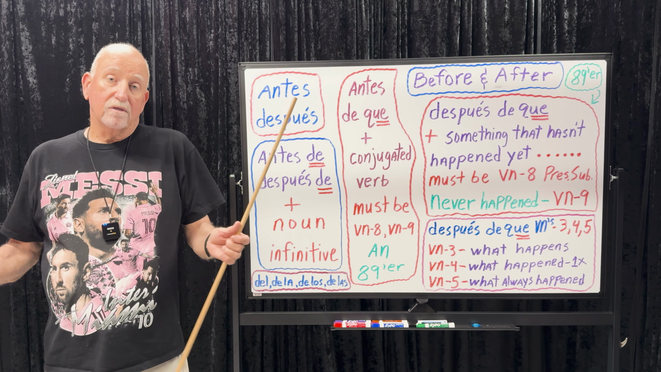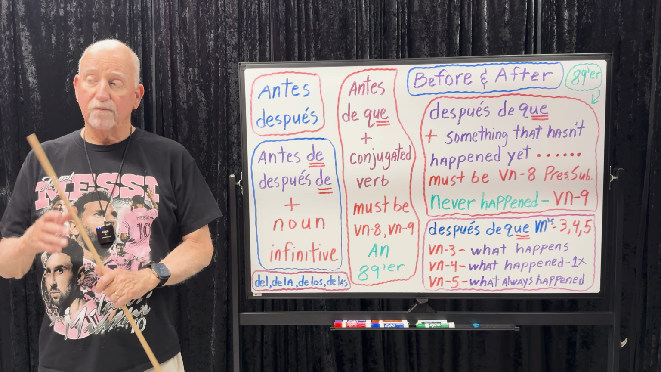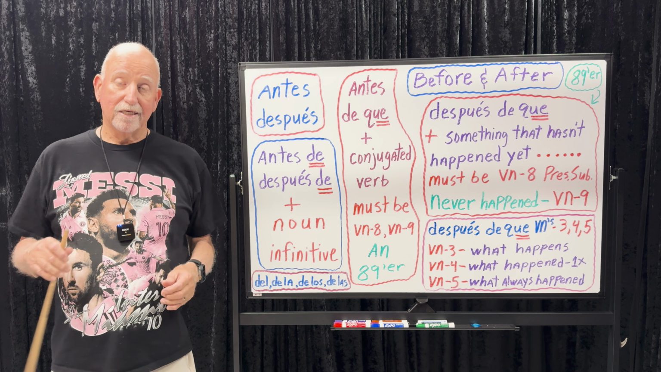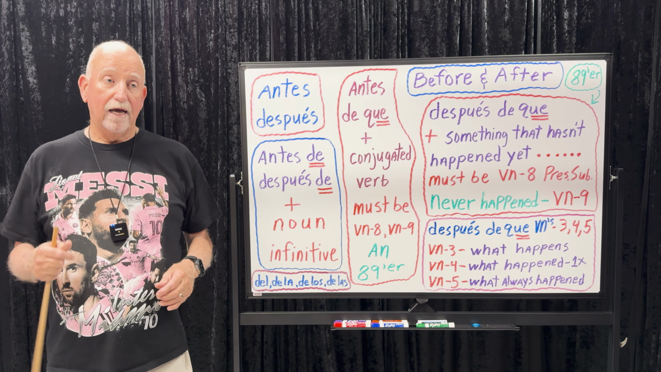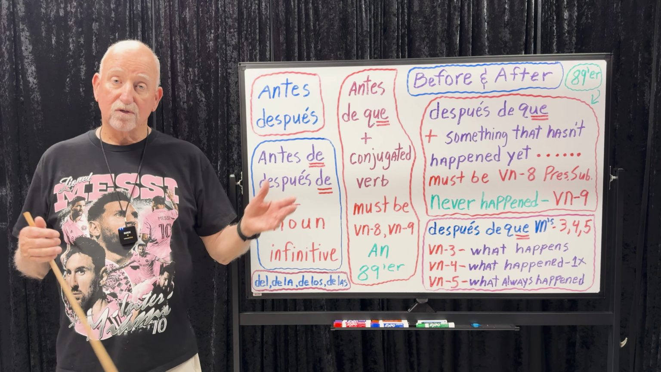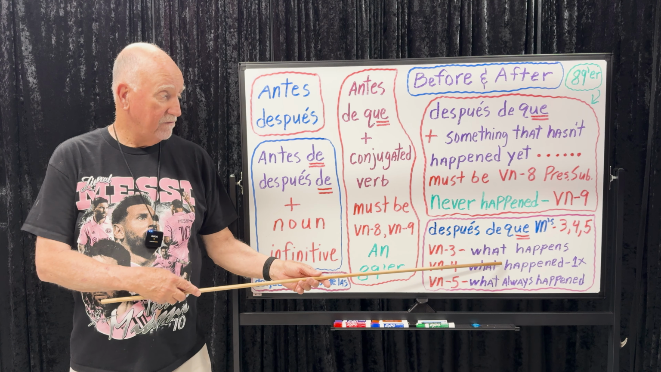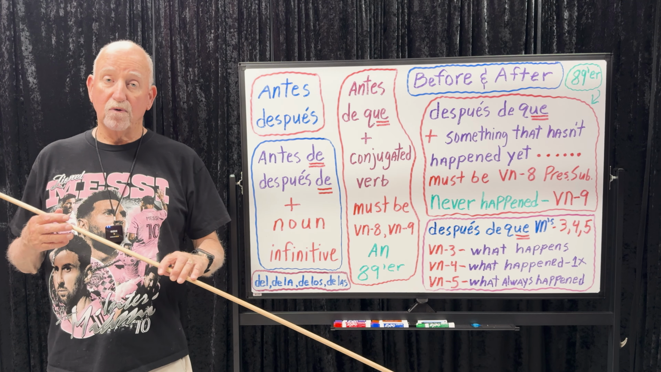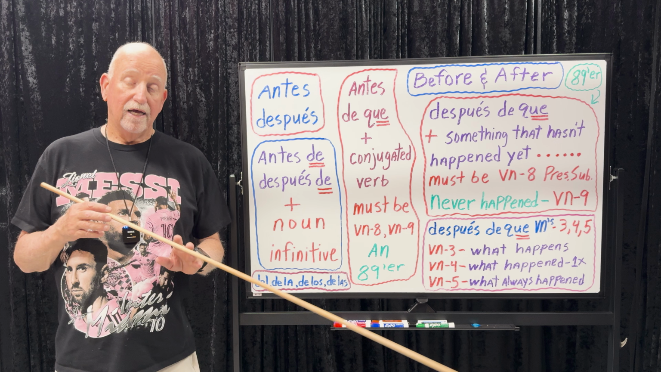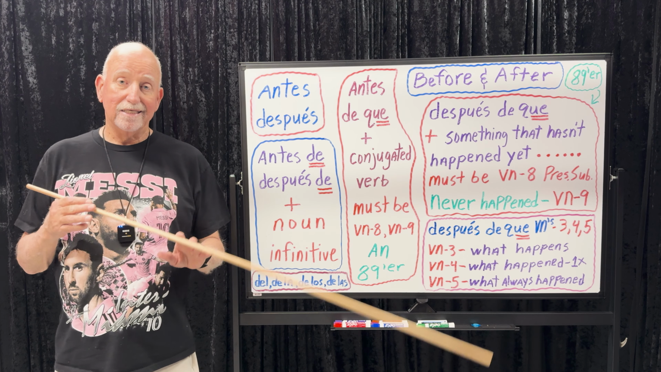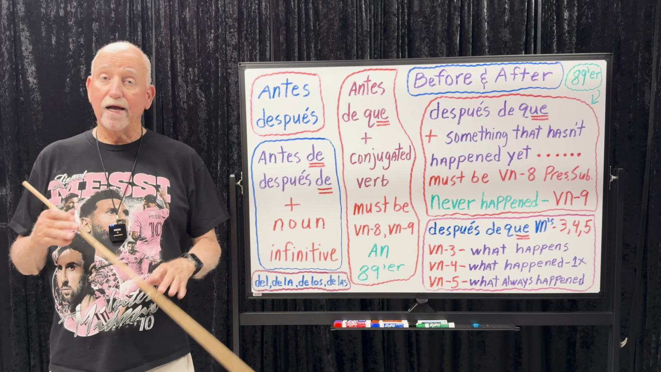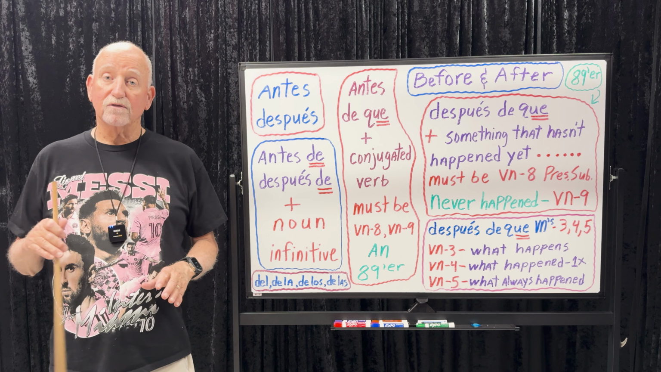Over here, if you want to say after something that you do all the time, that's just present tense. After I read a book, después de que leo un libro. After I get home, después de que llego a la casa. After I study a lot, después de que estudio mucho. You can follow it with a preterite, one-time thing. After she was born, después de que nació. After they got married, después de que se casaron. After I graduated, después de que me gradué.